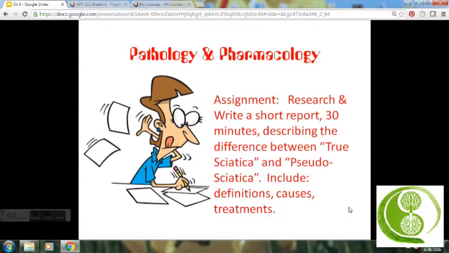So here I want you to pause and write a short paper describing the difference between true sciatica and pseudo-sciatica. I want you to include the definitions, the causes, and the treatments for each. And then you will email that to me at the end of this lesson.